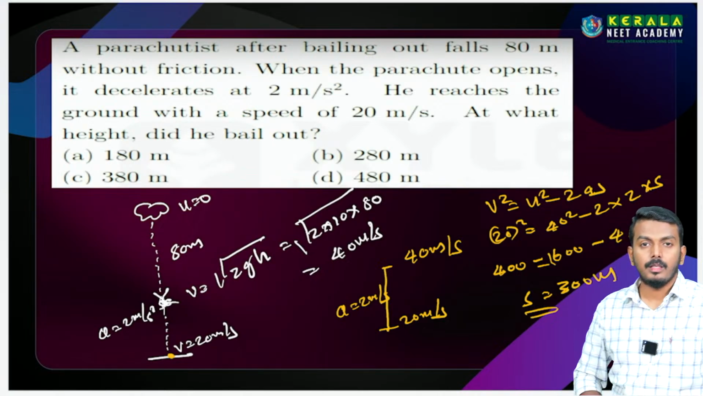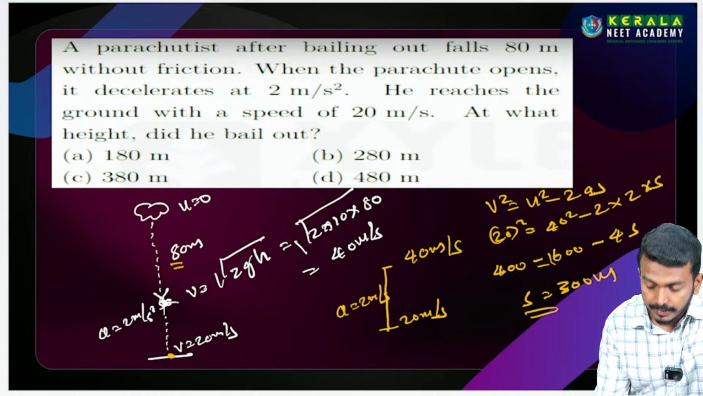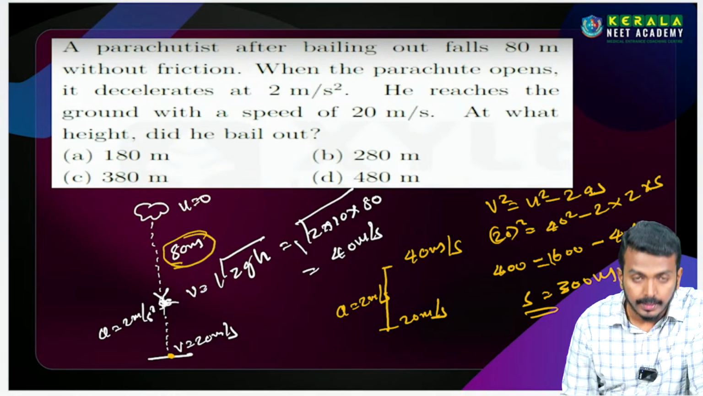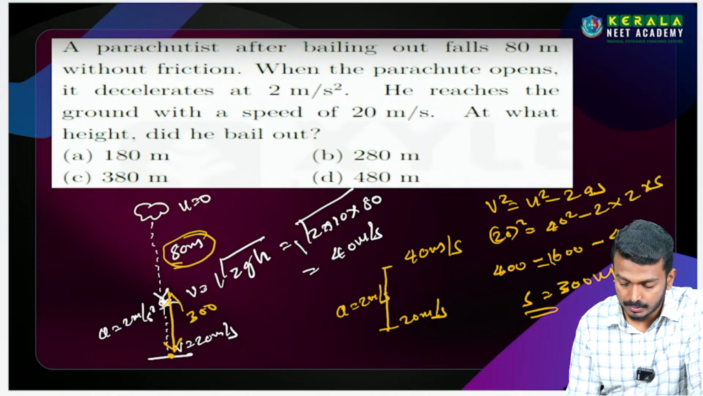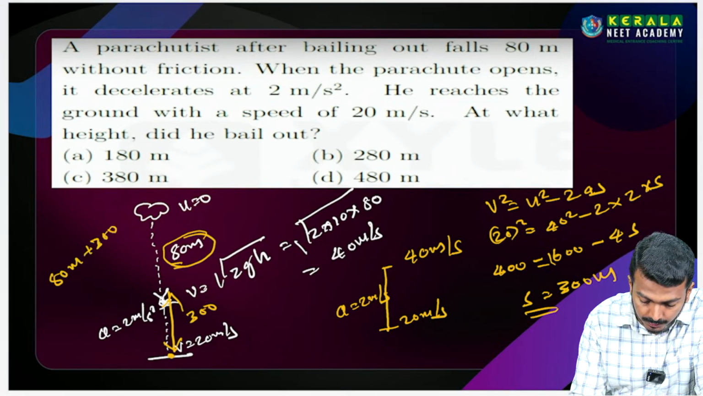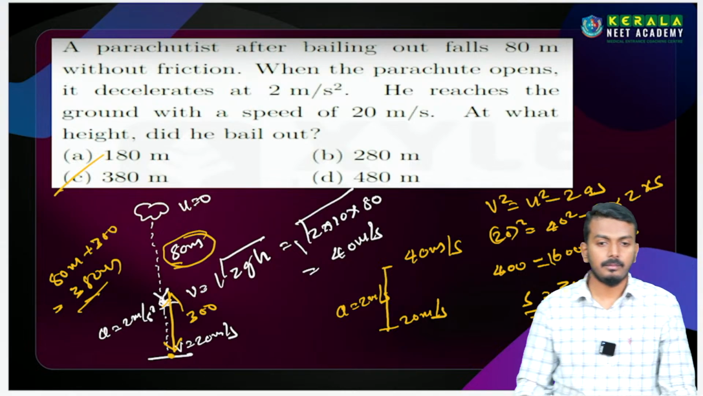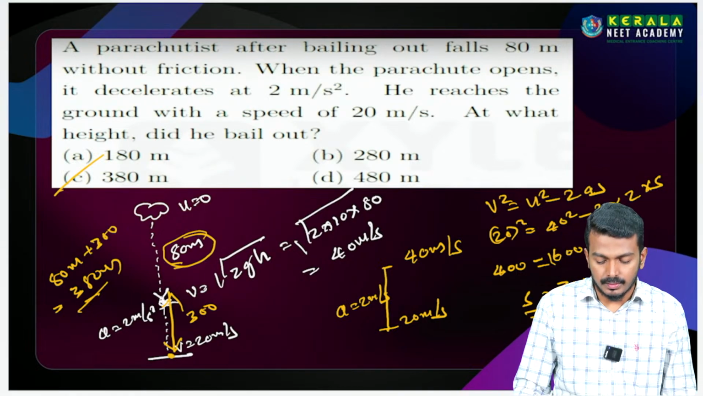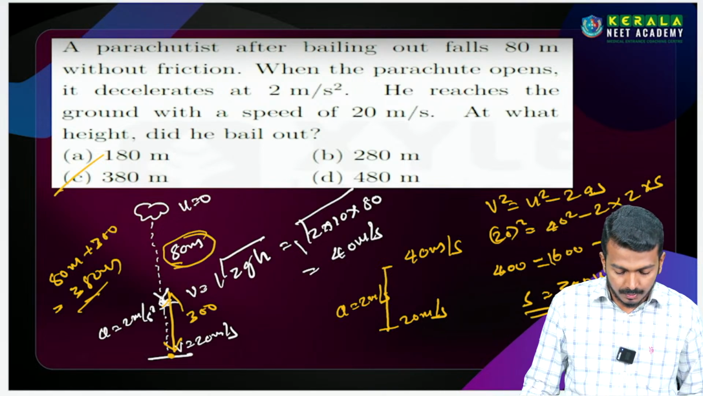Then what is the total height? The height already given in the question is 80 meter. By solving we got this distance as 300 meter. Then the total distance is 80 meter plus 300 meter. The answer is 380 meter. Which option is the correct answer? Yes, the third option. This is a simple question, no more difficulty, but you can use the shortcut to solve such questions also. Anyway, we have to move to the next question.